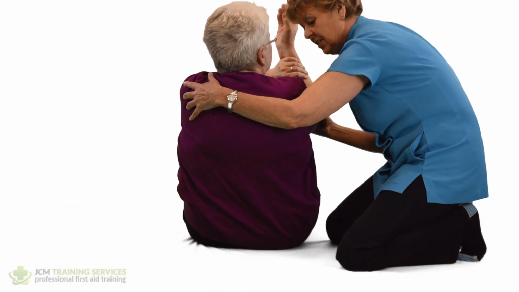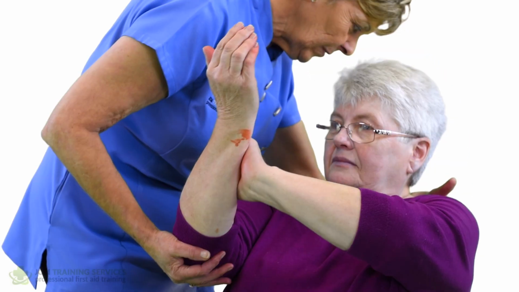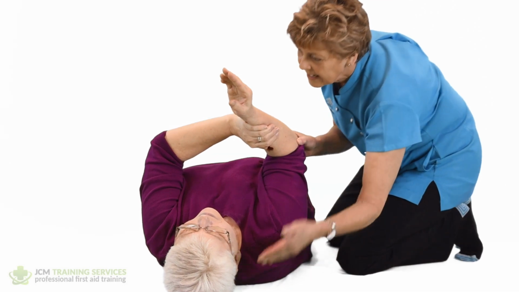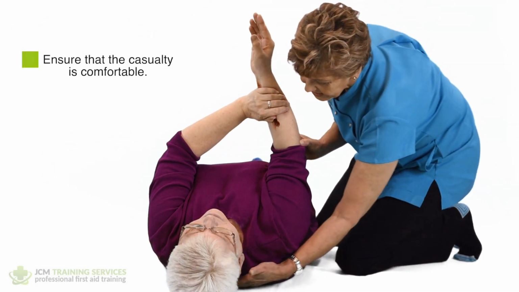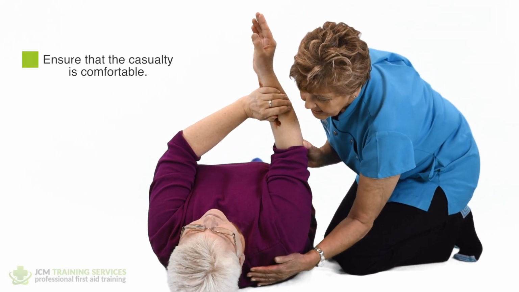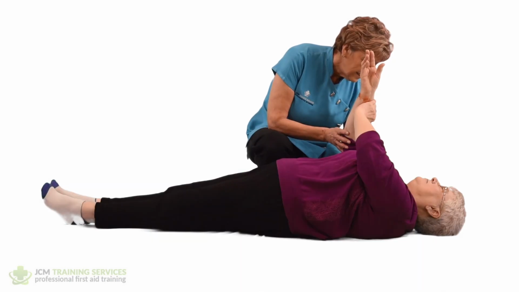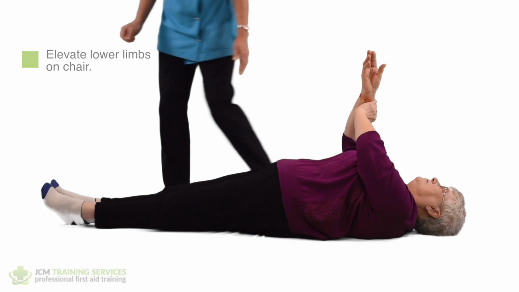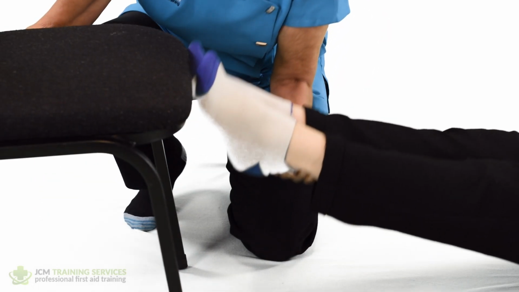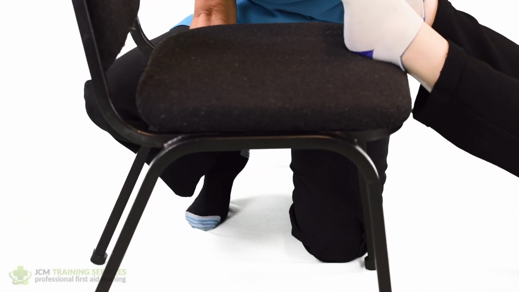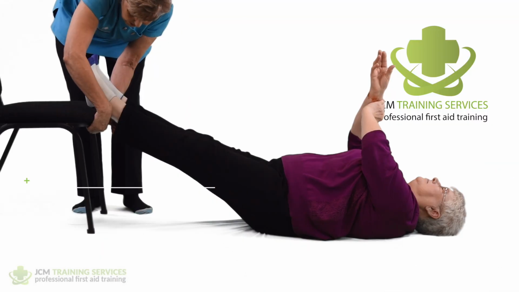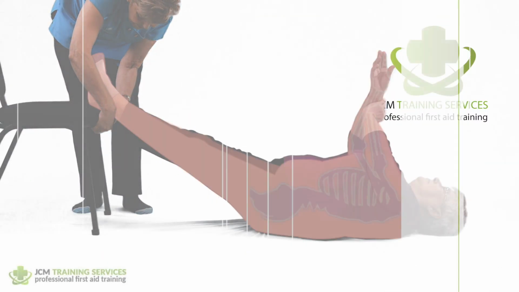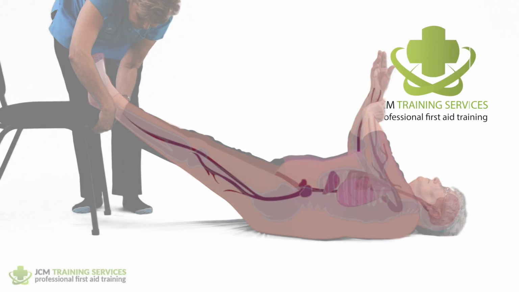Supporting them to make sure that they don't collapse and injure themselves further. Maintaining the arm height to reduce the blood flow. Explain to the casualty again that you're now going to elevate the lower limbs and the reason that you're doing this. This minimises the effects of shock.